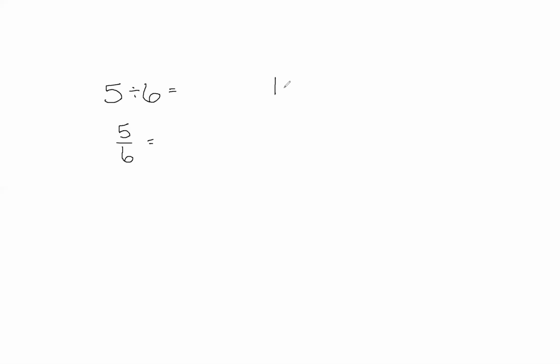Let's do another one. 1 divided by 2 can be written 1 divided by 2, or it can also be written as 1 over 2, which we're used to seeing written like this as a half, right? And those are the two different ways that you write your divisions.